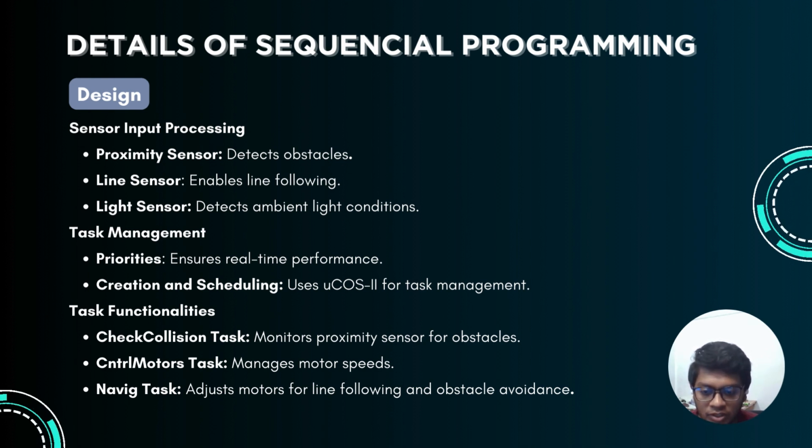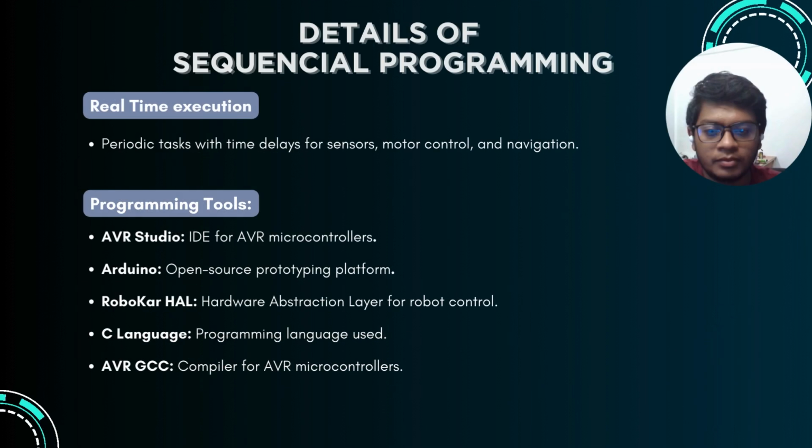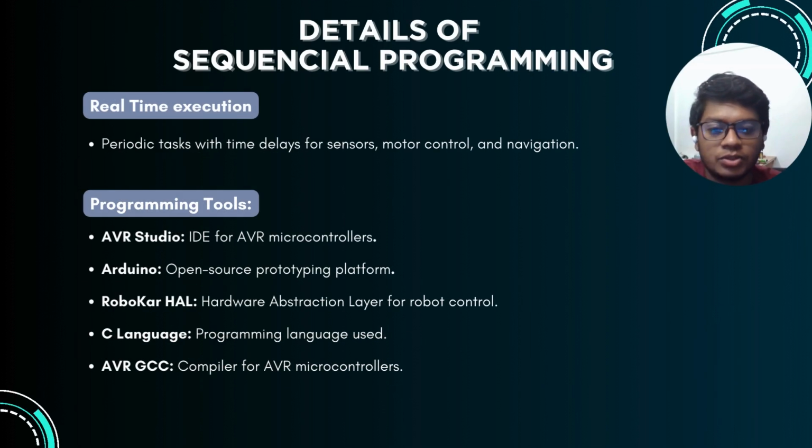For task functionalities, the check collision task monitors the proximity sensor and updates the obstacle status. The control motor task reads and sets the motor speed, and navigation adjusts the motor speed for line following and obstacle avoidance. And the last one is real-time execution. We have periodic execution of tasks using time delays for sensor checking, motor control, and navigation.